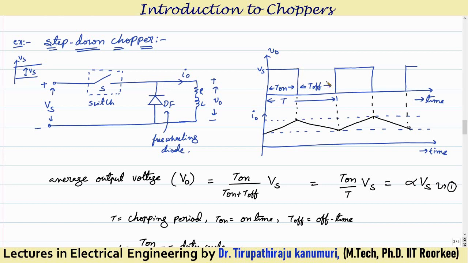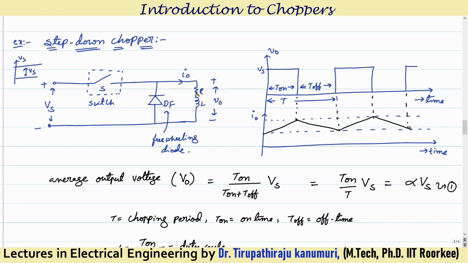So during this time what happens? Whatever energy is stored in your load, that is used for circulation of the current. So obviously the current will keep passing. I am repeating once again. When the switch is closed, the current will start increasing, because your entire supply voltage is connected to your load. Because the inductor will not allow a sudden change, the current will gradually go on increasing. Let us assume after some time t on, we are turning off this switch.